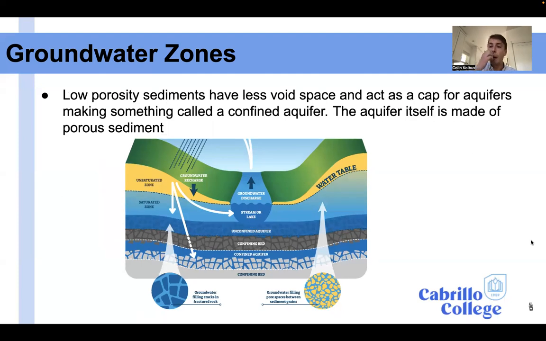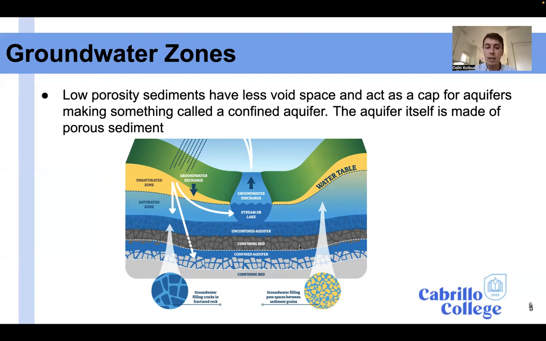And so less porous sediments have less void space, and these can actually form caps in the sedimentary layers, and that creates aquifers that are confined. So this aquifer down here at the very bottom is actually not touching the surface. It's forming its own layer of water that's separate from all the other layers. And so this is called a confined aquifer because it's confined by a confining bed. And a confining bed is sediment that has low porosity. Low porosity. It doesn't mean it has no porosity.